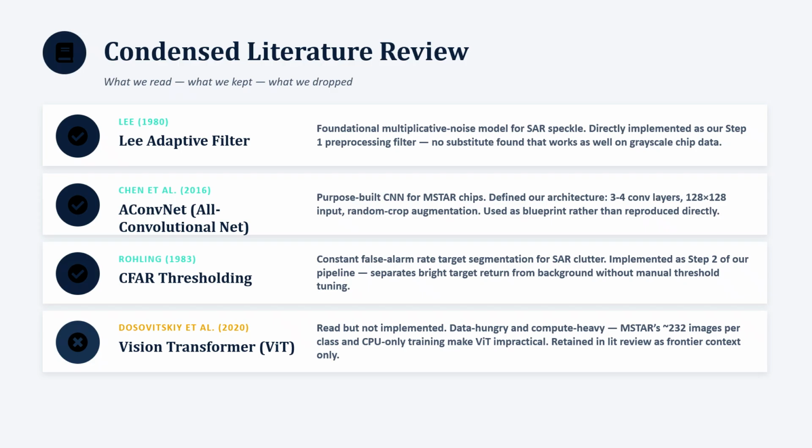And second, a CNN made by Chen and others from 2016. This is a small CNN designed specifically for MSTAR radar images. I used it as the blueprint for my own network. And third, the CFAR paper by Rohling from 1983. This gives a method to separate a target from background clutter in radar images. I use this as my second pre-processing step.